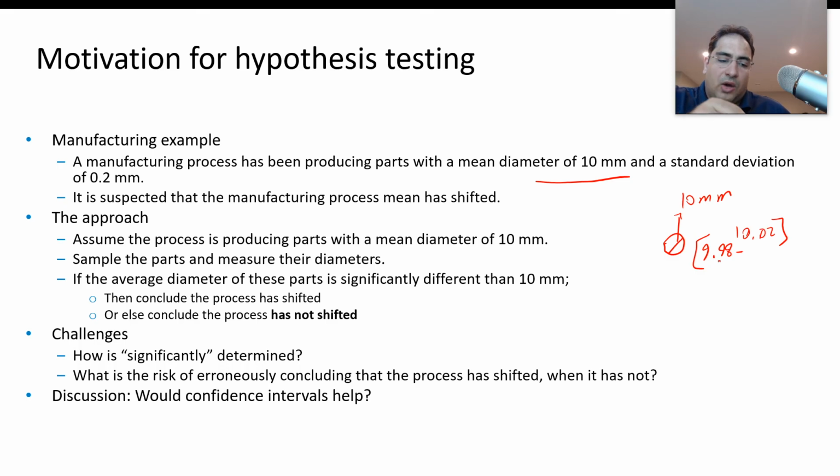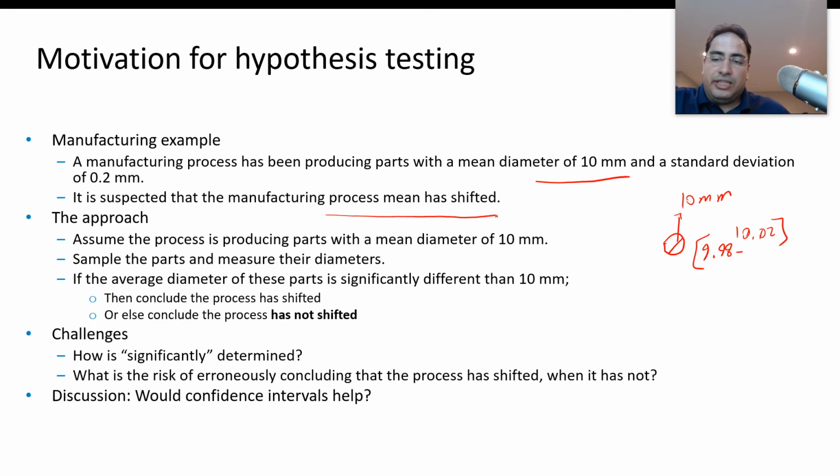But someone suspects that the manufacturing process has shifted. So it's not like that anymore. It's probably producing, I don't know, 9.9 with a little bit of shift. But how can we know? How can we know for sure that this is the case?